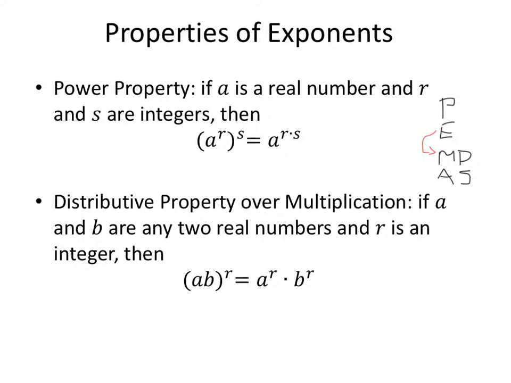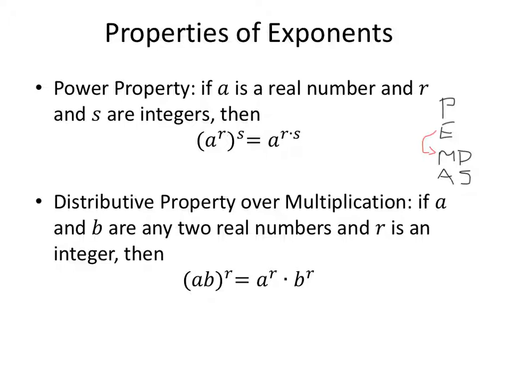The power property, this completes what I call the big three. We have the product, the quotient, and the power property is our big three. If A is any real number and R and S are integers, then if I have a power, A to the R, the exponent is R. If a power is raised to a power, I multiply. But what is a power raised to a power? That's an exponent. So if I have an exponent raised to an exponent, it steps down one on our order of operations and we multiply.